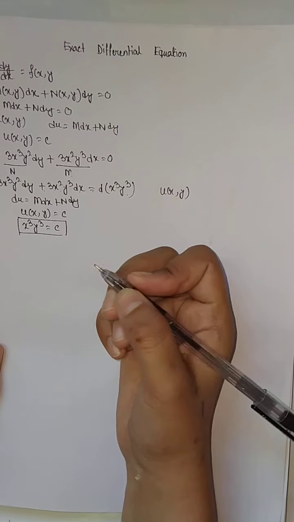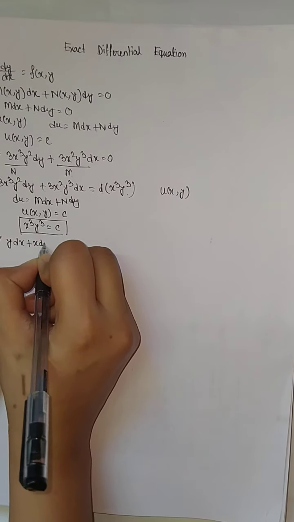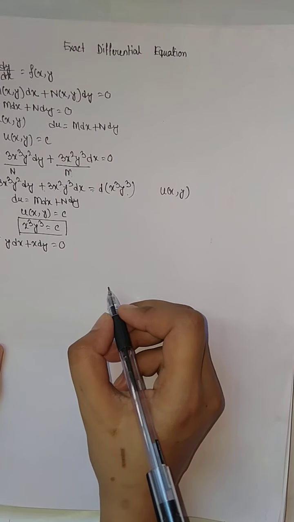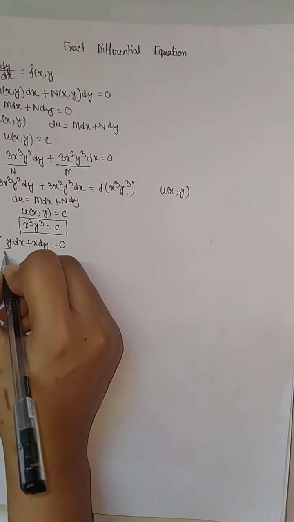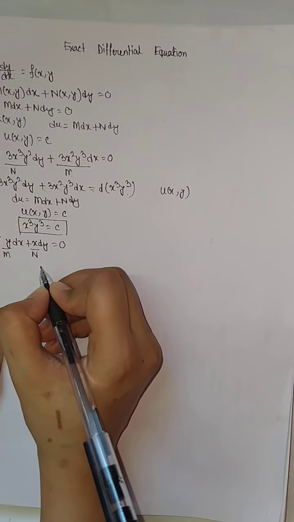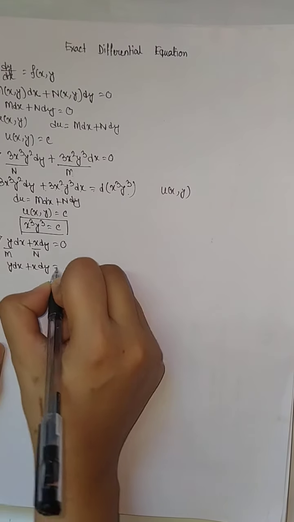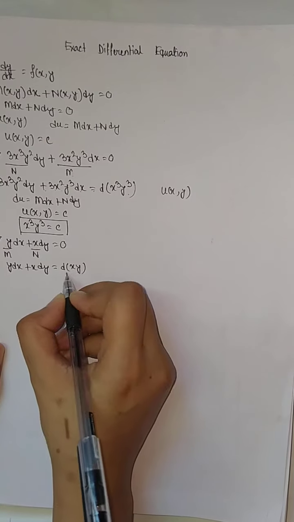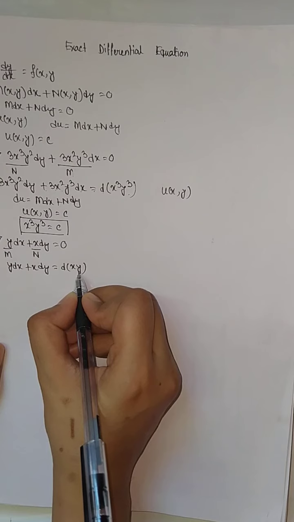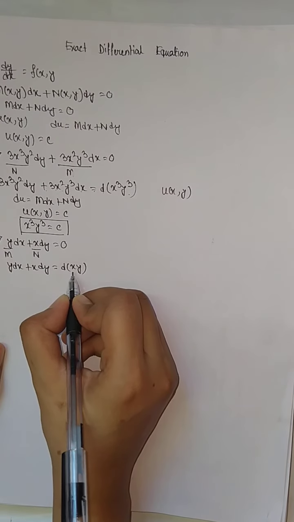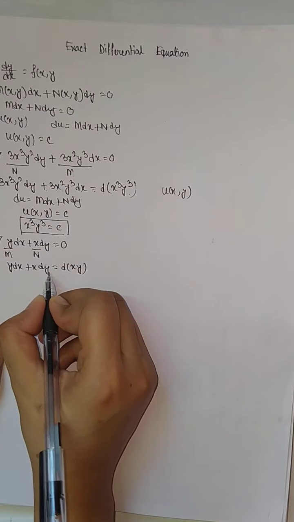Let us consider another example. Number 2, y dx + x dy = 0. Again this is of the form M dx + N dy = 0. Here M = y and N = x. Now since y dx + x dy = d(xy), again how d(xy) means first differentiate x and take y as constant, then we get y dx, and same, take x as constant and differentiate y, then we get x dy.